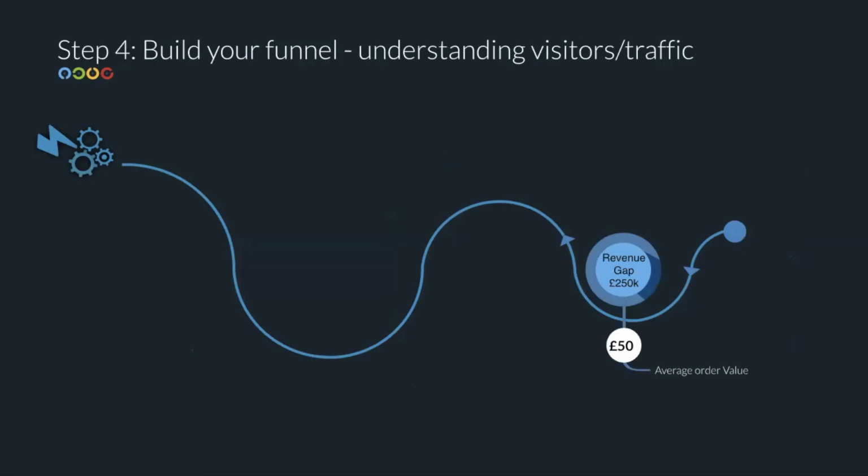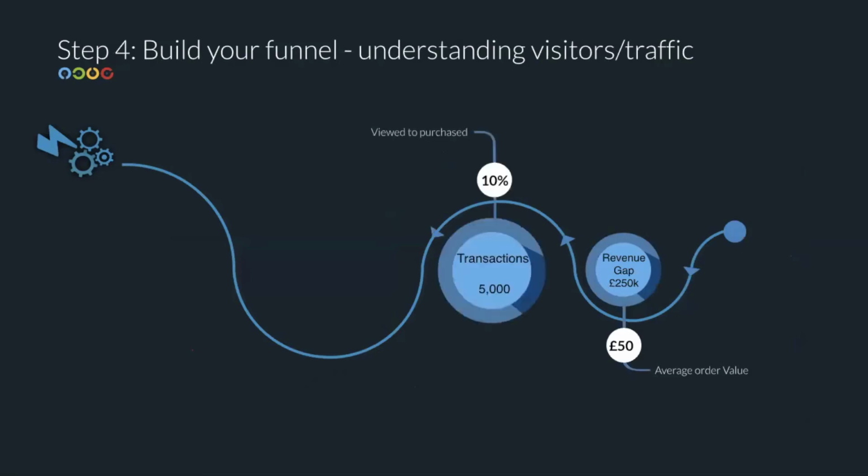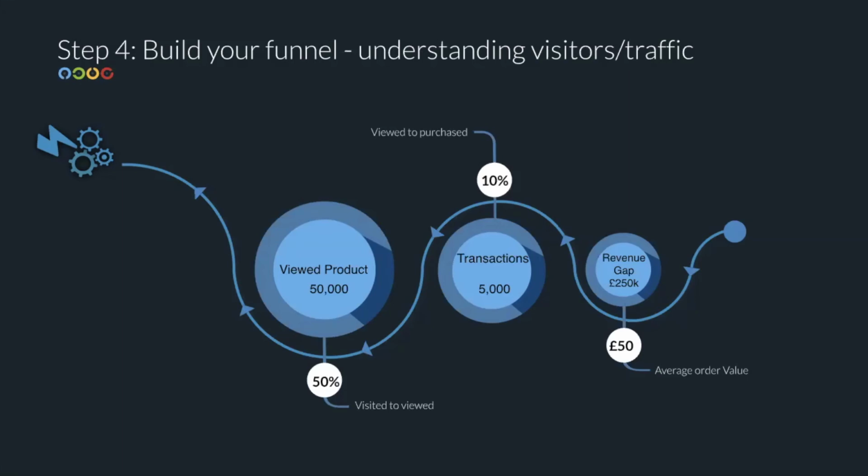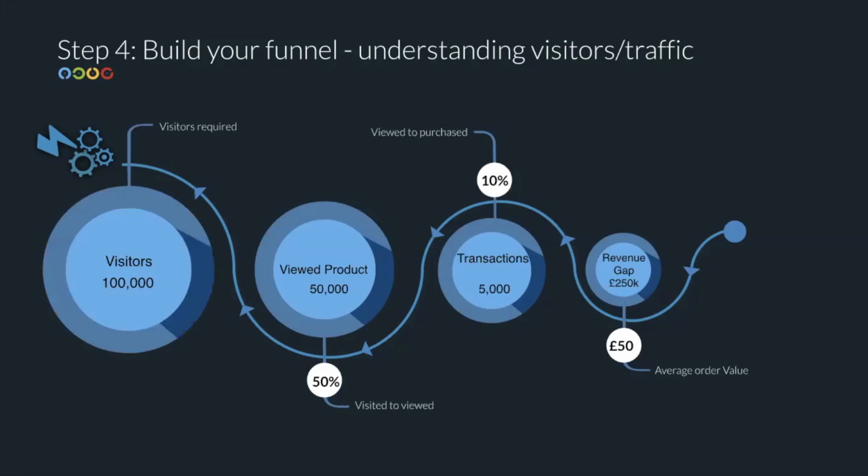So if we take that revenue number and divide it by the average order value, that will give us the total number of transactions we need. Going back from our transactions, we know around 10% of those people made a purchase, and we know that those 10% originally started on a product page. So that gives us our total of 50,000 people that viewed a product page. Before we get to the final number, we know that 50% of people that arrive on the site viewed a product page. So that gives us our final number of 100,000 visitors. That's the total number of new visitors, people that have never previously purchased from us, that we need to attract to help get to that revenue target of £250,000.